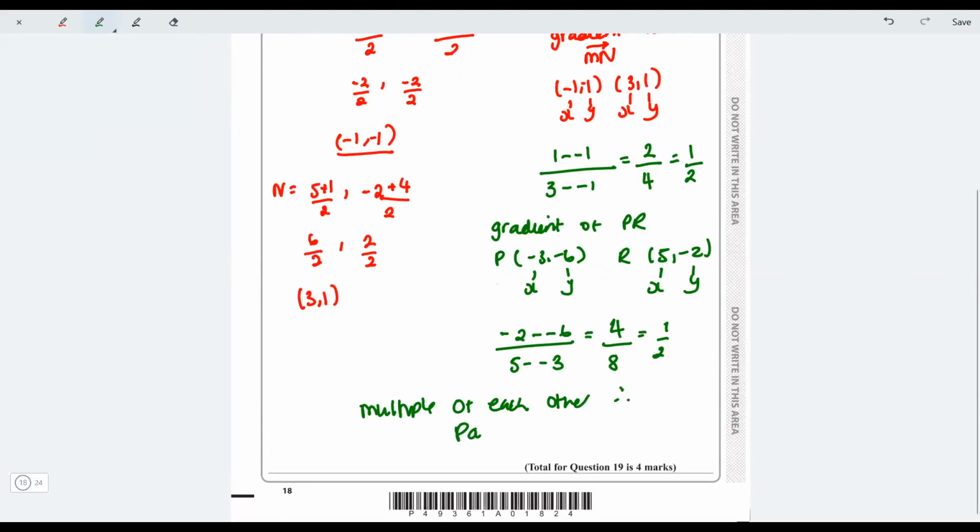Therefore, parallel. Yeah, because that's a half and that's a half. What can you times 1 by to get the other one? You can just times it by 1. And therefore, we've ended up with the right answer. Yeah. Okay. We've done with that one. Let's have a look at the next question.